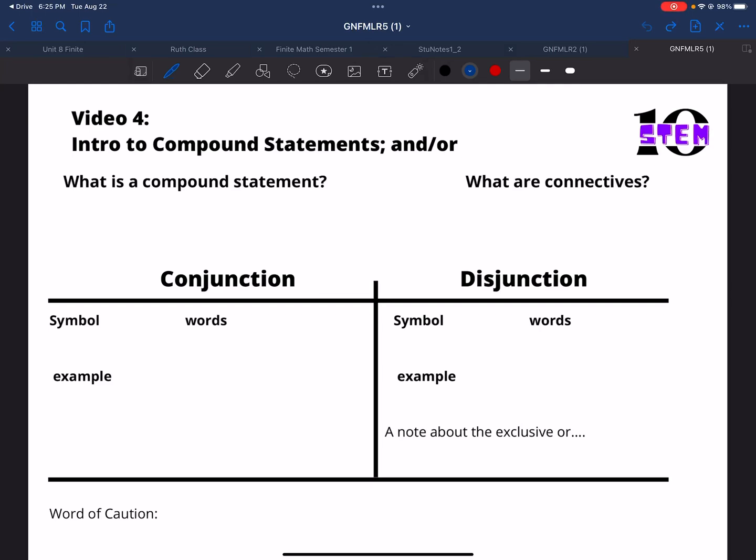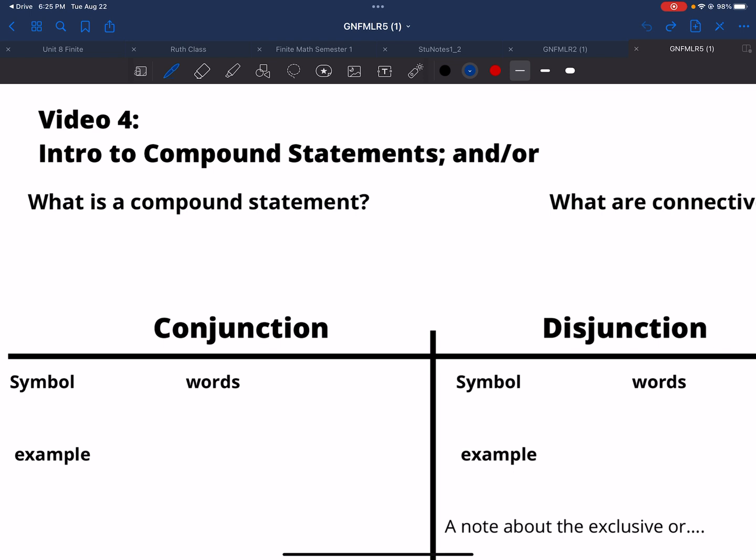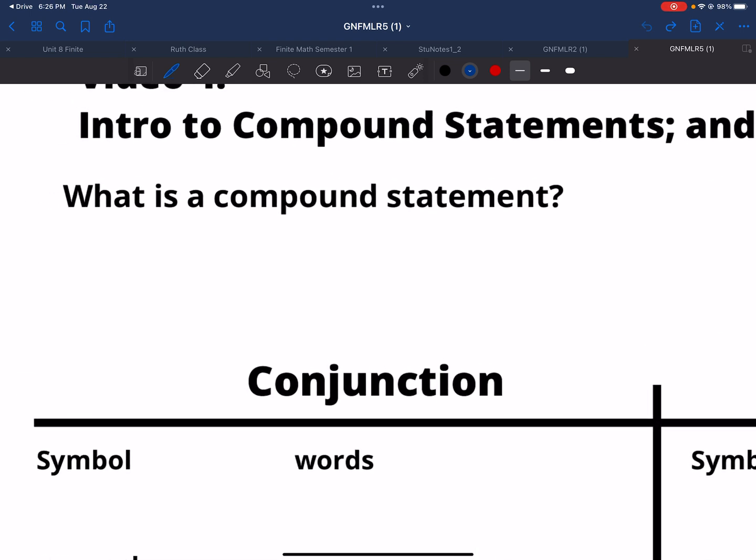Okay, let's look at an introduction to compound statements. In this case, we're going to just go after conjunctions and disjunctions. We'll handle conditional statements later, and then biconditional statements as well. So let's go ahead and define what a compound statement is.